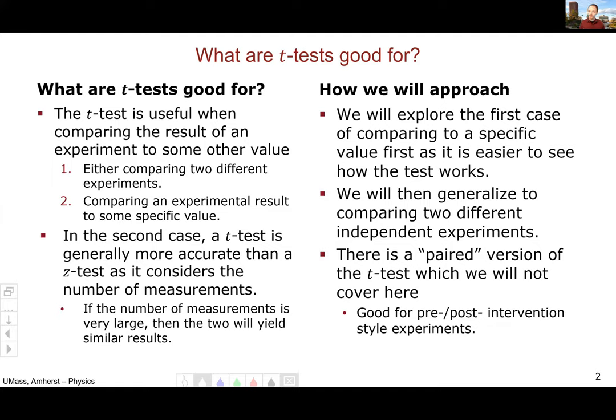I'm going to point out that there is what's called a paired version of the t-test, which we will not cover here. The paired t-test is good for experiments that involve a before and after, or pre and post some type of intervention or treatment. Those types of experiments are very well suited to this paired t-test. I just want to let you know that that's out there and you can look it up should you need it for some other purpose.